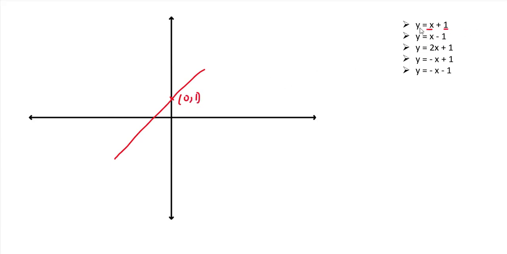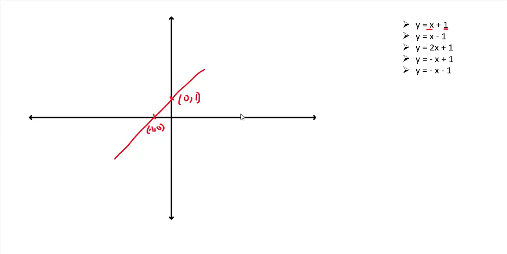If you put y equal to 0 in this equation, you will get the value of x. In this way, you can find the x-intercept also, which will come out to be minus 1. So this point, which is the point at which the line is cutting the x-axis, will be (-1, 0). Similarly, if you take the second equation, which is y is equal to x minus 1.